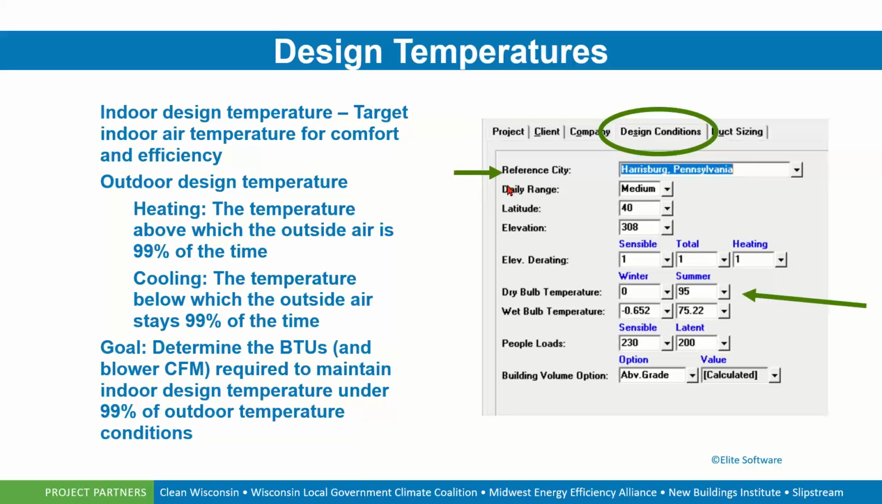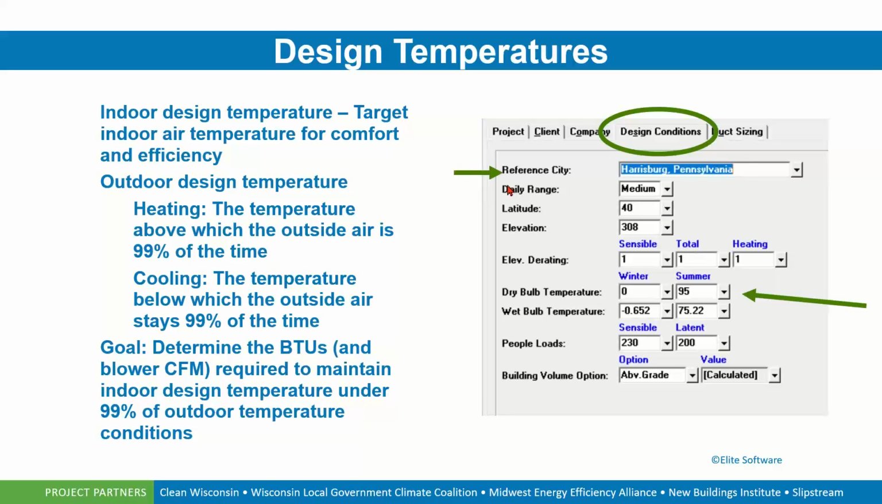We select our reference city. In this case, for this demonstration, it was just Harrisburg, and it would fill in our winter and summer temperatures automatically. And then we'd have our latitude and elevation for that area. So these design temps should be in the software. So we pick the nearest reference city to the location for our home. And that gives us our indoor design temperature, which is the target indoor air temperature for comfort and efficiency.